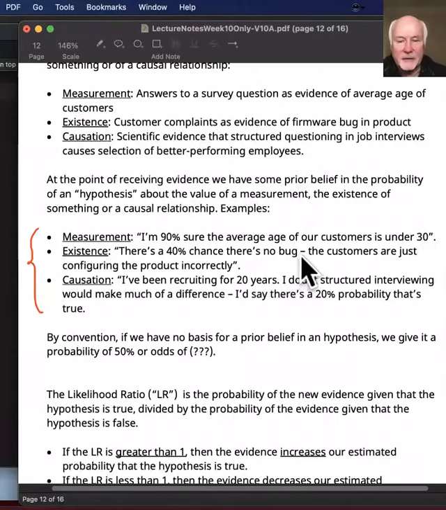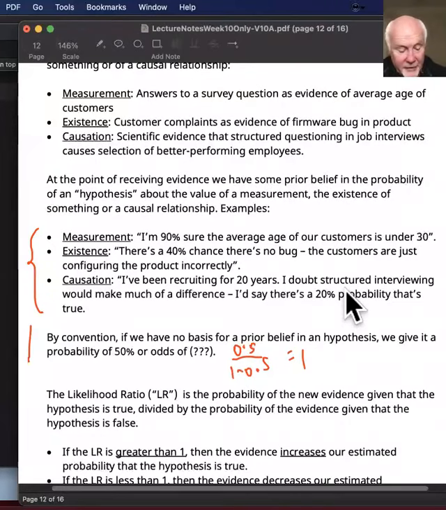There's a 40% chance there's nothing wrong with the software. The customers are just configuring the product incorrectly. Or for causation, I've been recruiting for 20 years. I doubt structured interviewing would make much of a difference. I'd say there's a 20% probability that that's true. There's a convention that if you really have no idea about something, you just give it a prior probability of 50%, or odds of 0.5 over 1 minus 0.5, which equals 1. So giving a prior hypothesis odds of 1 just means you don't know if it's true or not.